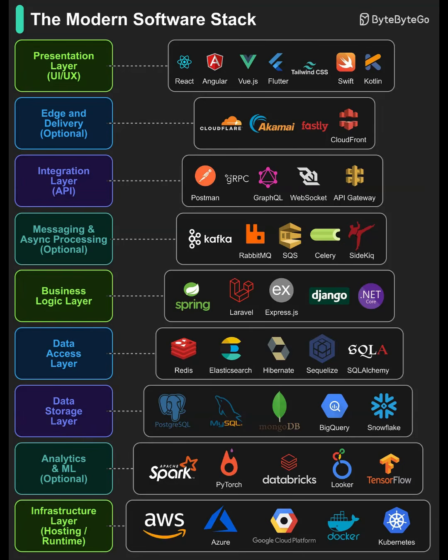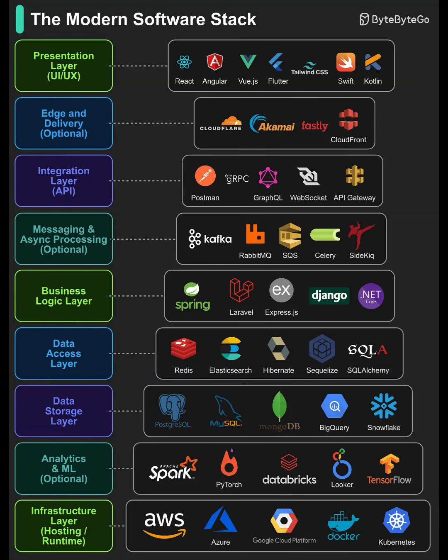Business logic layer. Your domain lives here: the rules, workflows, and policies that make the product valuable. Frameworks: Spring, Laravel, Express.js, Django, .NET Core. Pick one that fits the team and problem. Principles: clean architecture, clear boundaries, domain models, and exhaustive tests for critical flows.